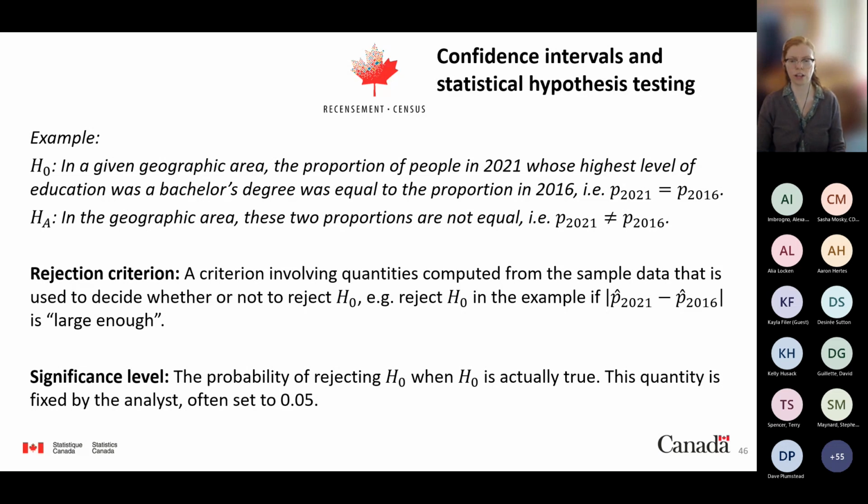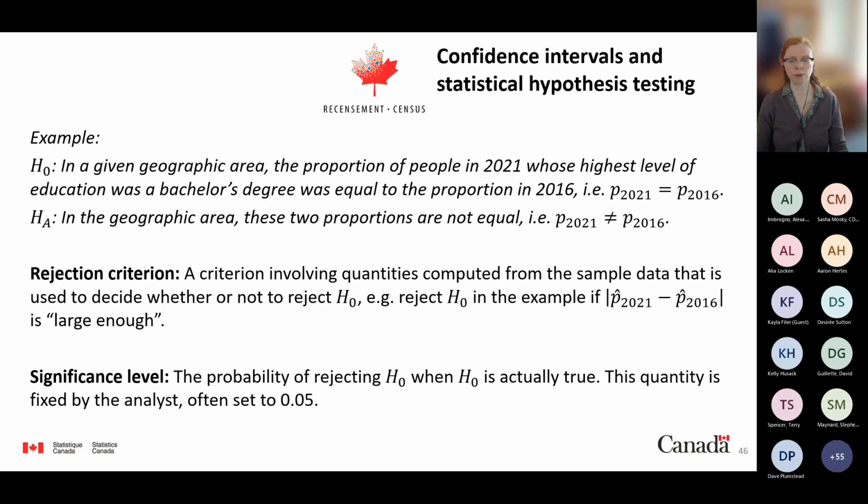So in the example where the null hypothesis is that P 2021 is equal to P 2016, the rejection criterion might tell us to reject the null hypothesis if the estimates of those proportions are far from each other. Or in other words, we would reject H0 if the absolute value of P hat 2021 minus P hat 2016 is large enough, where we would then have to define what we mean by large enough. And how we define that would depend on what's called the significance level of the test.